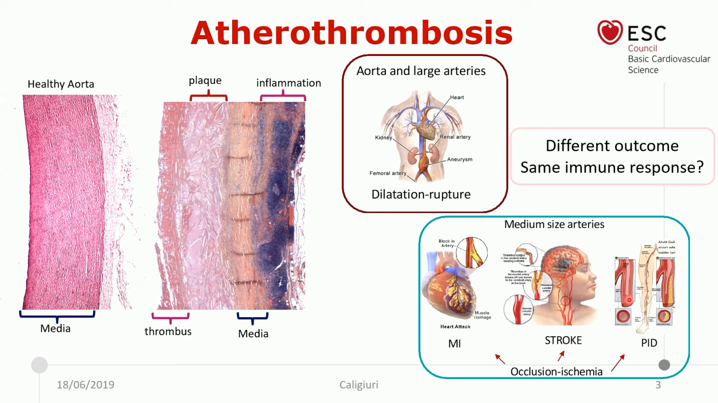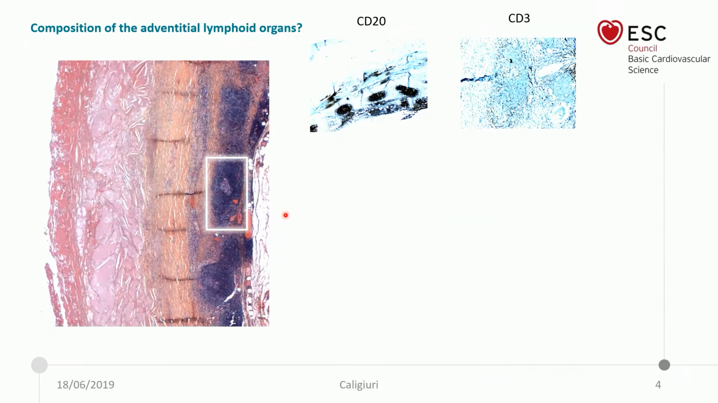So when I entered INSERM, my question was, is this immune response the same? And if it is so, why is there a different outcome? Or is the immune response different, and which might explain why the outcome is different? So in order to apprehend this question, I started to study very systematically by immunohistochemistry and by FACS analysis what was the composition of these structures.